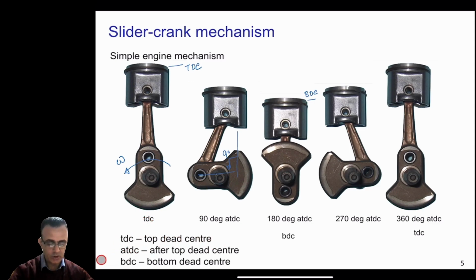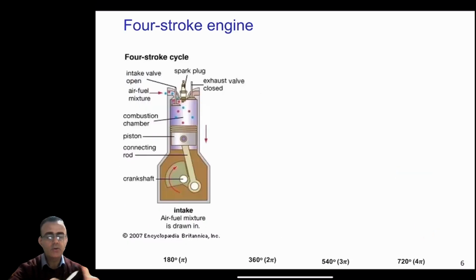So TDC is top dead center. ATDC means that it is after the top dead center, and this position here is what we call the bottom dead center. So here you can just say that this is the top dead center, and then this is 90 degrees after the top dead center, then 180 degrees after the top dead center, and 270 degrees after the top dead center, and then again it becomes the top dead center.